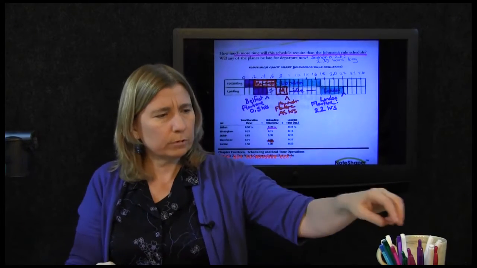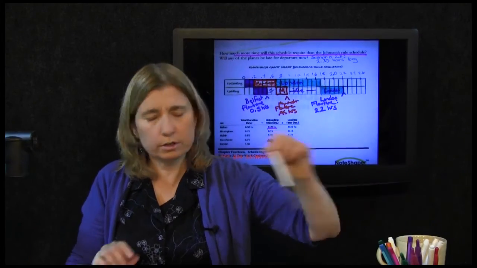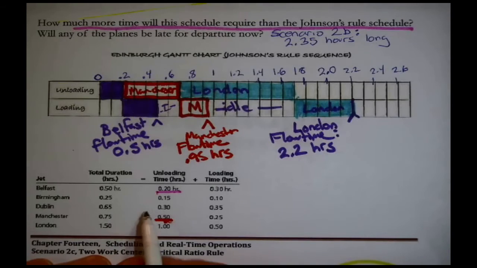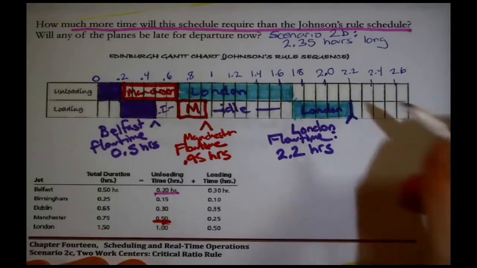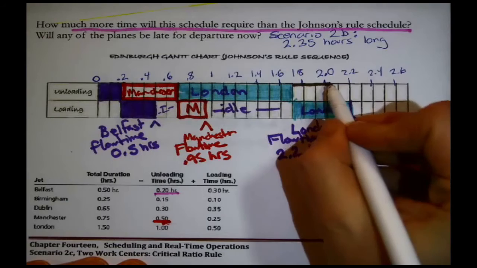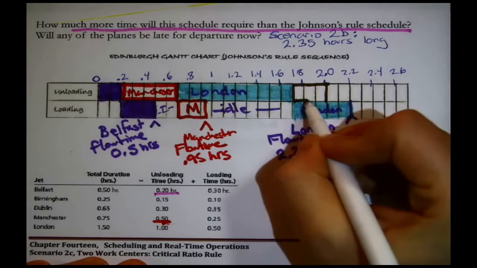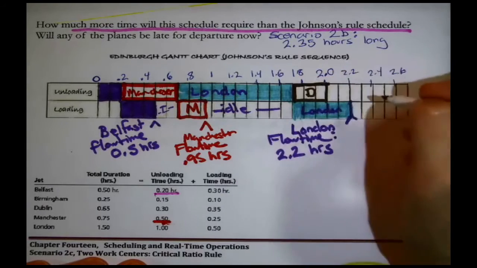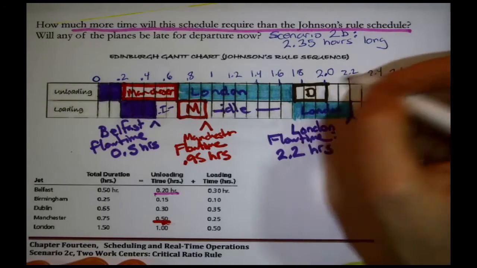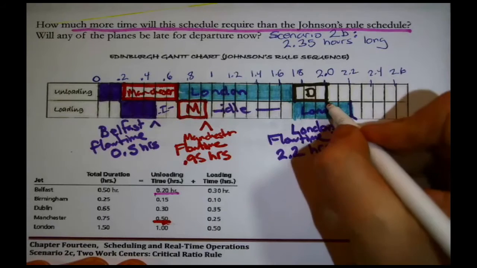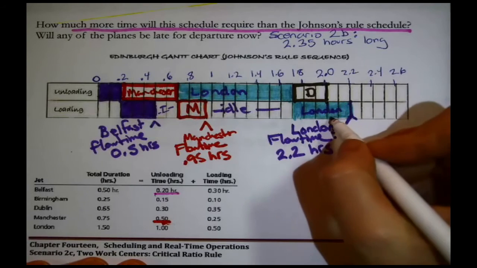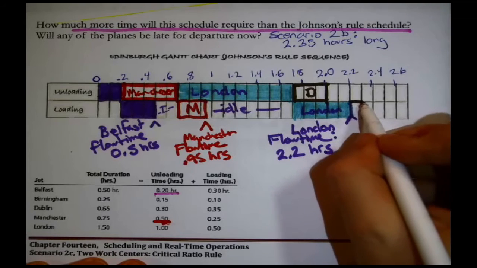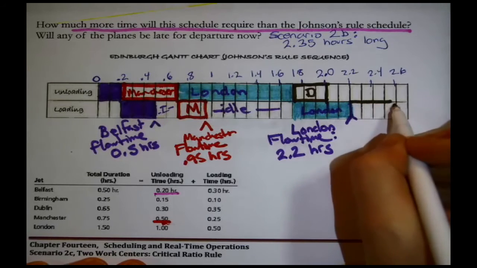Dublin. Let me pick a contrasting ink color. Dublin, how much work? Dublin requires 0.3 hours of unloading. So I grab 3 columns. Well, this will be Dublin right in here. So when the unloading crew finishes, that jet will be empty. The loading crew is busy with London, while Dublin will just have to wait until they're finished with London, so we basically schedule it behind that.